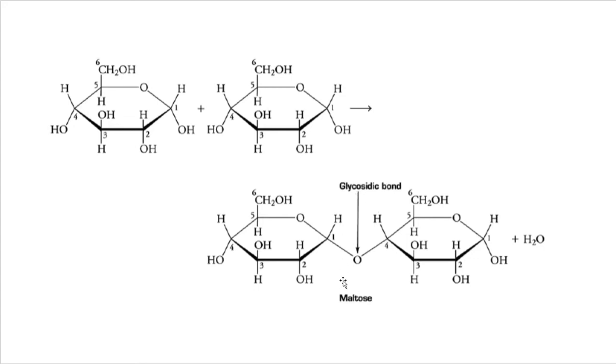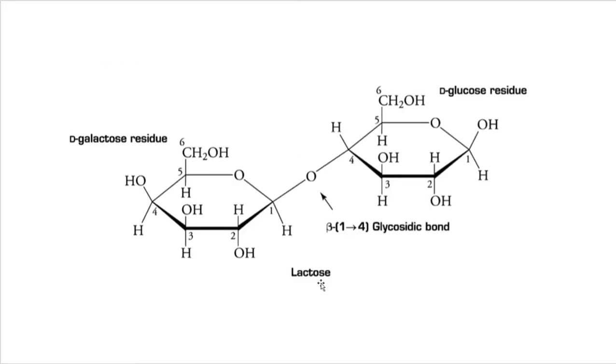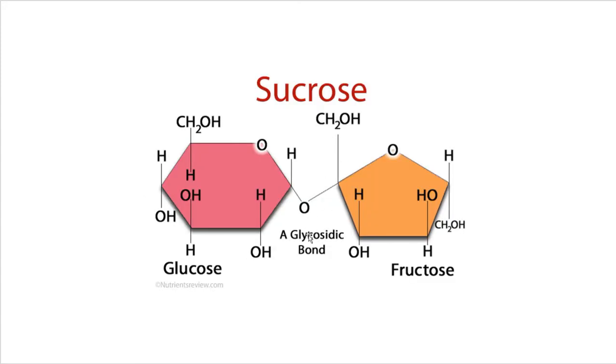Here we have maltose, that is when we join together two glucose units by a glycosidic bond. Lactose is made by the union of galactose and glucose by a glycosidic bond, and the type of this bond is beta 1,4. Sucrose is also the union of two monosaccharides, glucose and fructose, and they are joined by a glycosidic bond also. Sucrose is the table sugar that we use at home.